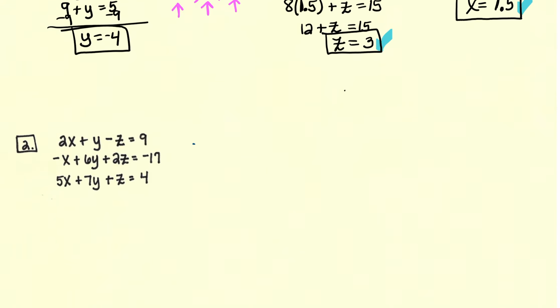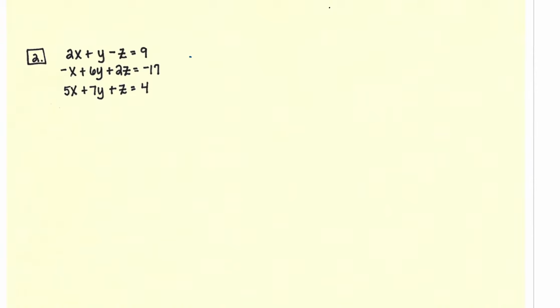Remember, if you would like to, you could pause the video and try it on your own and then push play again and check to see if you got it right. All right, so the first thing we need to do is pick a variable to eliminate. Completely your choice. I think these z's look pretty nice, so I'm going to choose the top one and the bottom one and eliminate z because they're ready to go.